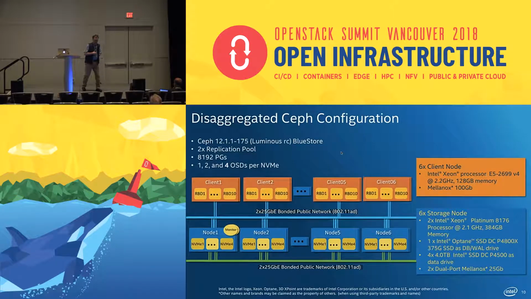So let's look at the cluster. What we built is a little bit different from the one we talked about this morning. This cluster was built on Luminous, version 12.1.175 Luminous with BlueStore. We used a 2x replication pool. We'll talk about that a little bit later, or maybe we should talk about that now.